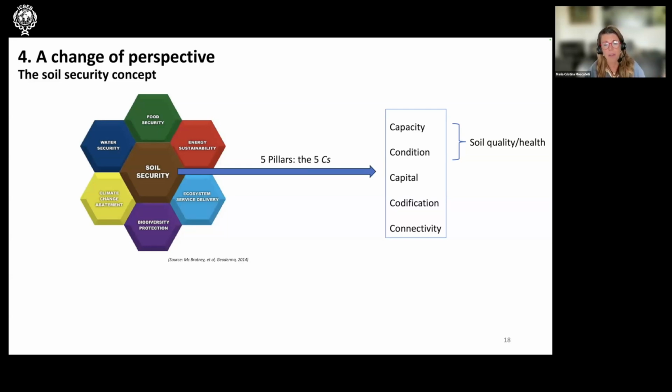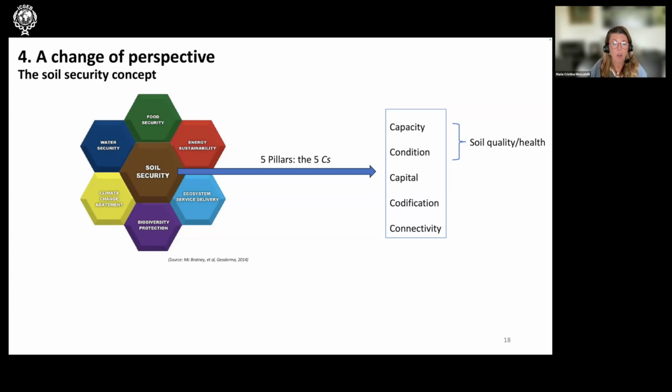And this is another innovative aspect, according to me, that changed the perspective of looking at soils. They introduced the 5 pillars, or 5 C's, of soil security, which are capacity, condition, capital, codification, and connectivity. The first two, capacity and condition, are linked to the description and study of the biophysical properties of soils. So in some way, we may say that they are similar to the concepts of soil quality and health introduced in the 90s by Doran and Parkin. But the new aspects are these 3 social dimensions. Capital is to place a monetary value on soil as natural capital, on soil functions. So give a value to the precious soil functions that we have seen before in the picture from FAO.